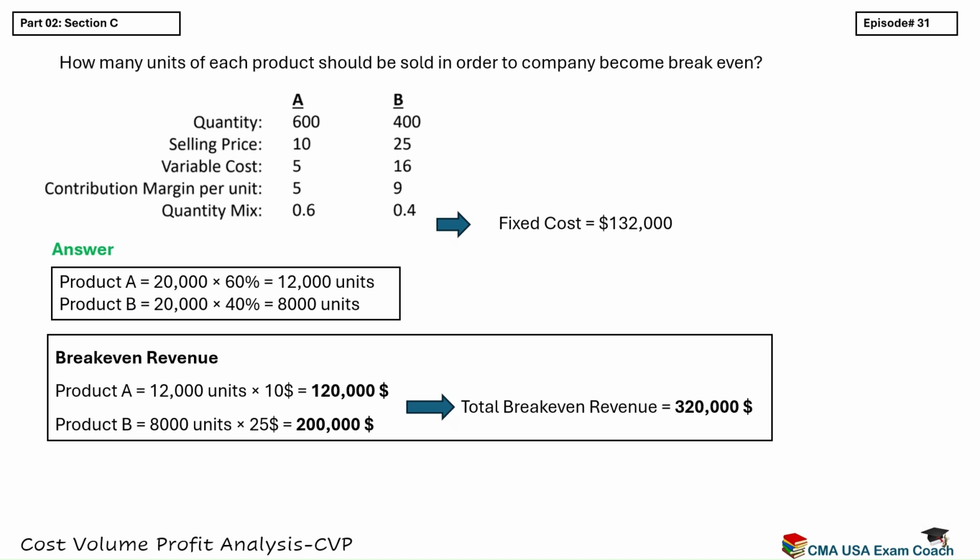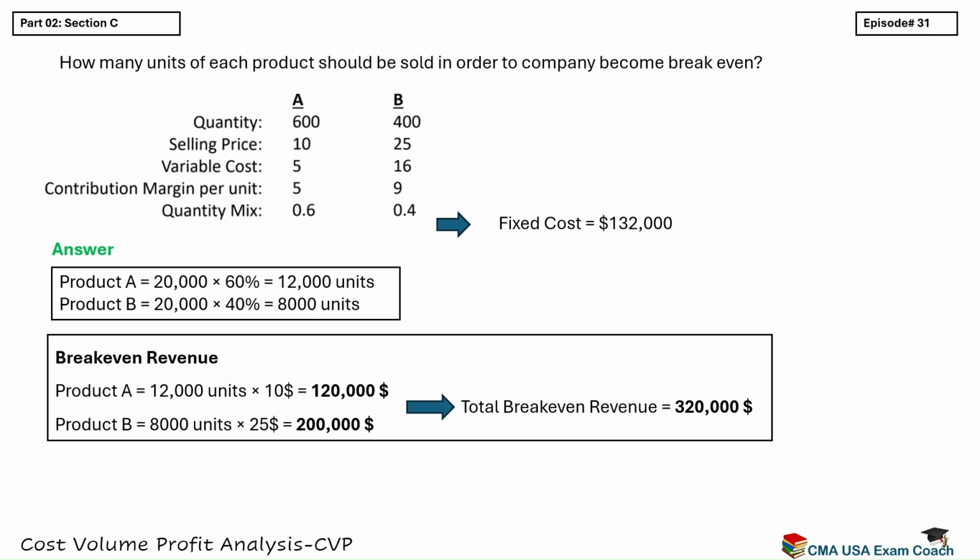This means the company must earn a total revenue of $320,000, comprising both product A and product B in the given sales mix, to just cover its fixed and variable costs. At this level of revenue, the company will not make any profit, but it will also not incur any loss. This is the break-even point in revenue terms.